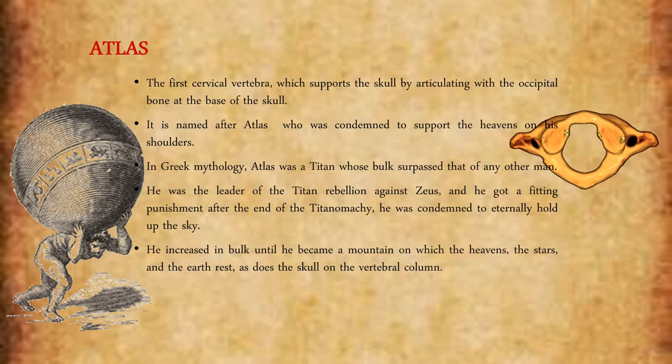In Greek mythology, Atlas was a titan whose bulk surpassed that of other men. He was the leader of the Titan rebellion against Zeus, one of the gods, and he got a fitting punishment after the end of the Titanomachy. He was condemned to eternally hold up the sky. He increased in bulk until he became a mountain on which the heavens, stars, and the earth rest, as does the skull on the vertebral column.